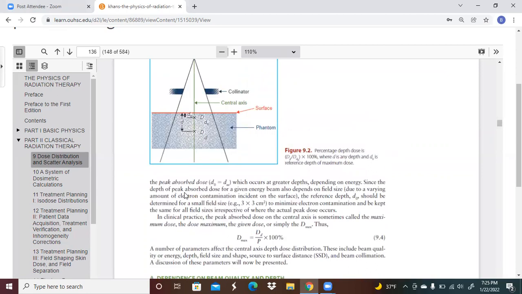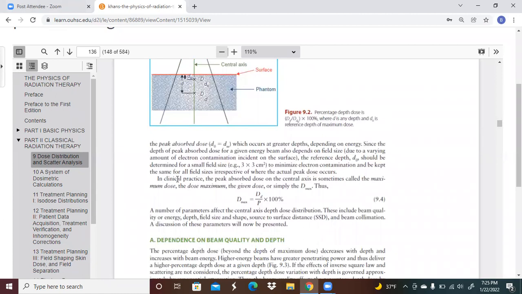And since the depth of peak absorbed dose for a given energy beam also depends on the field size, the reference depth should be determined for a small field size, such as a 3x3, to minimize electron contamination, and be kept the same for all field sizes, irrespective of where that peak actually occurs. So in clinical practice, the peak absorbed dose on the central axis is sometimes going to be called the maximum dose, the dose maximum, given dose, or sometimes simply Dmax.